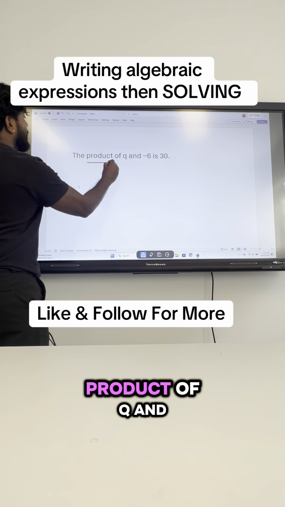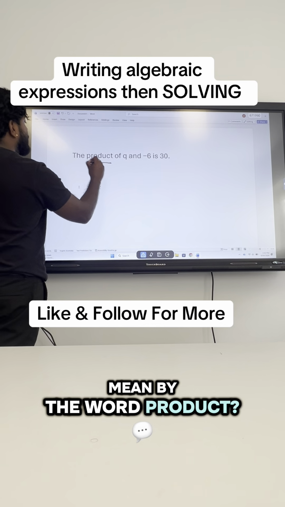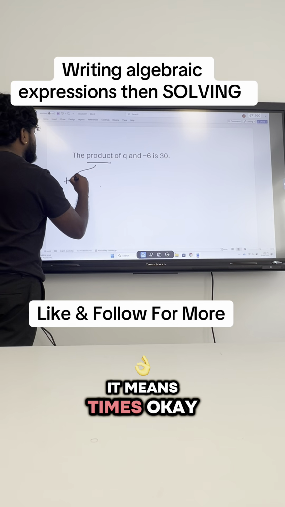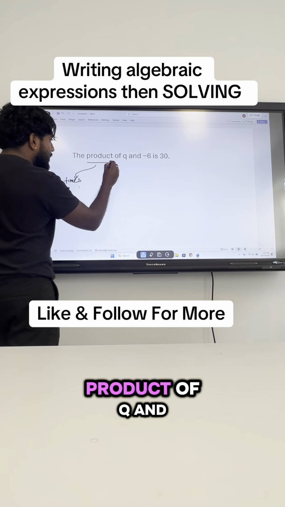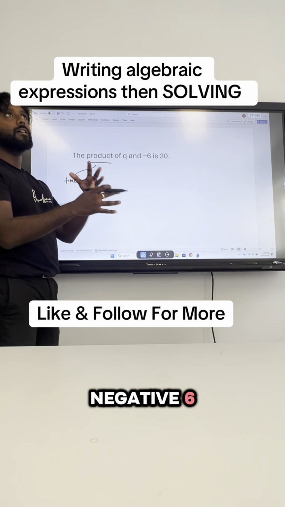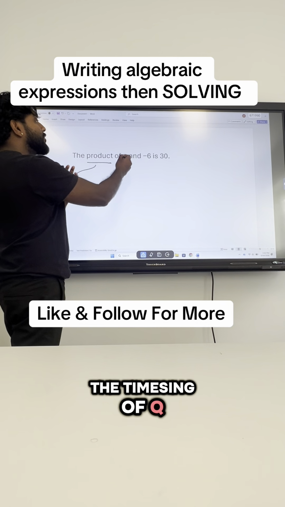So here, the product of Q and -6 is 30. What does it mean by the word product? It means times, so multiplication. So let's have a go. The product of Q and -6. What's that? The timesing of Q and -6.